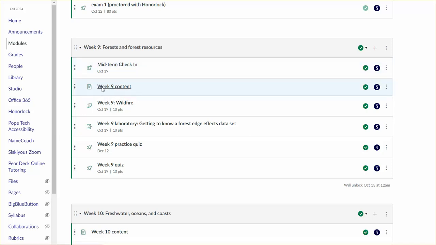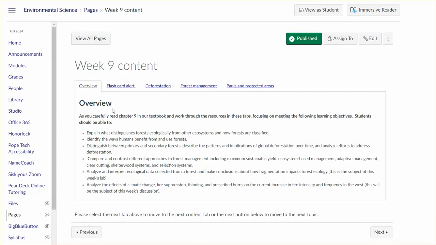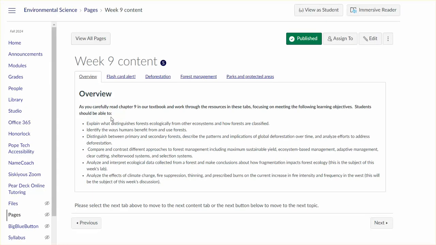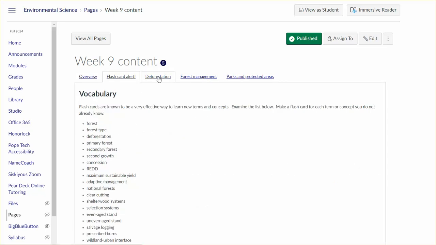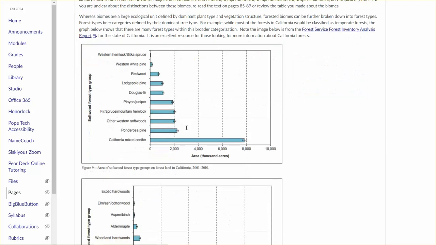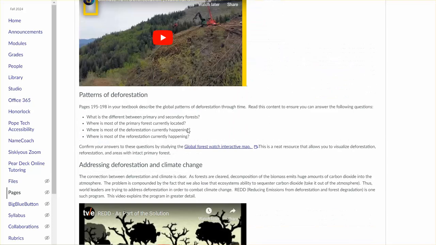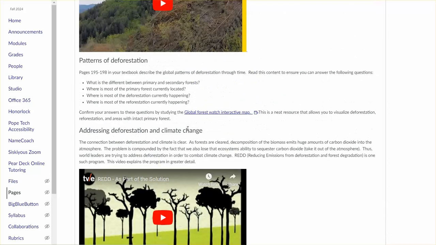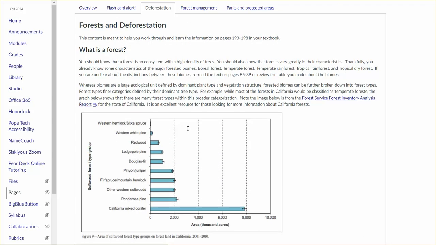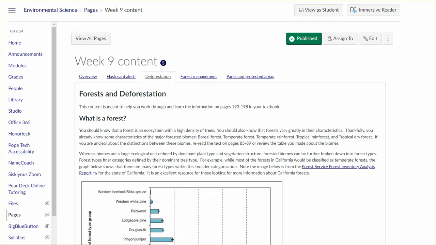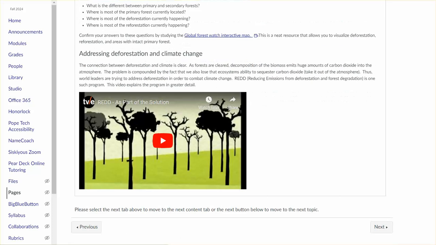This week, we'll be covering the content from Chapter 9 about forests. On the content page, I have some learning objectives, some terms to know, and then some videos and graphs to help you understand some of the content in Chapter 9.